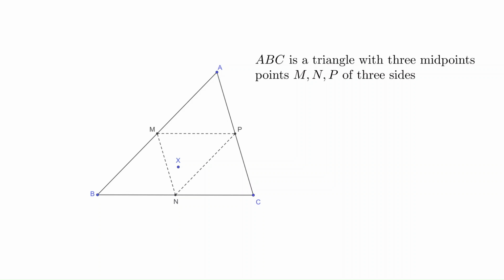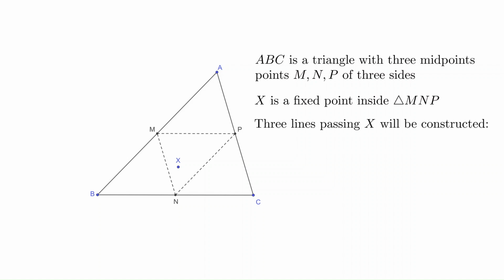ABC is a triangle with M, N, and P the midpoints of the three sides. X is a fixed point inside the smaller triangle. Three lines passing through X will be constructed.